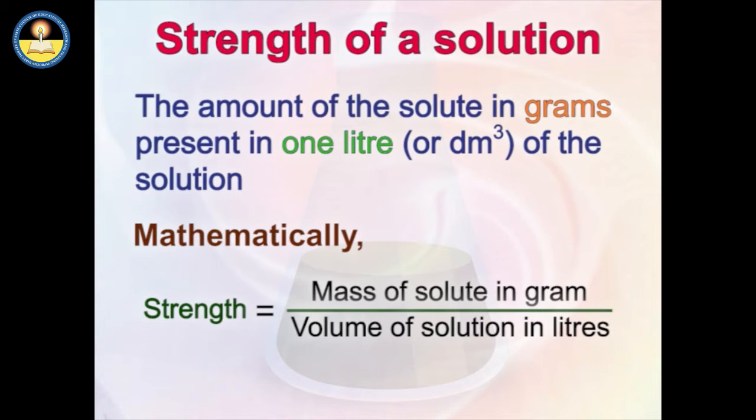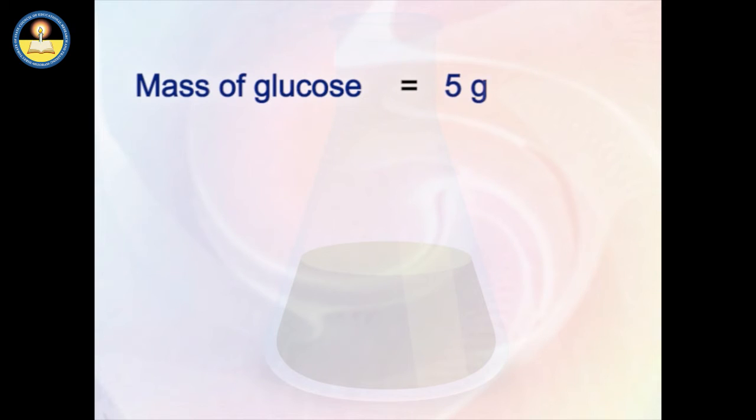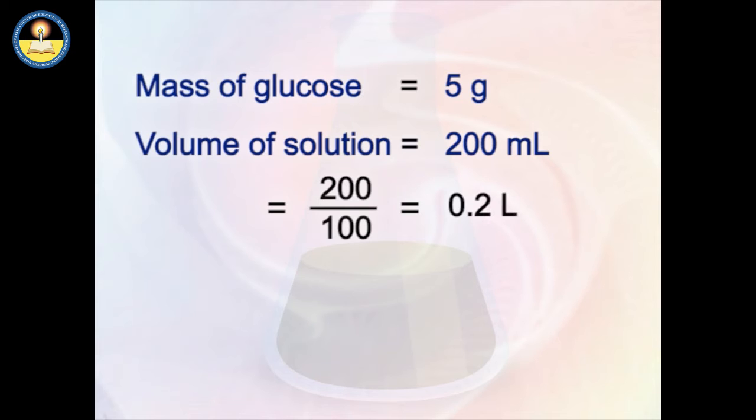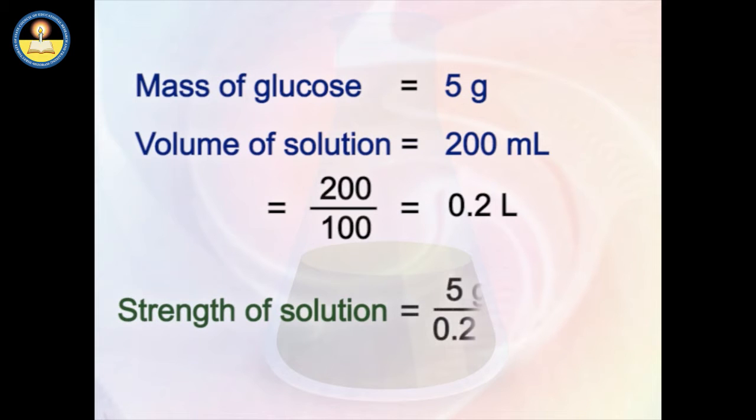Let us take an example. Mass of glucose is equal to 5 grams. Volume of solution is equal to 200 milliliter. Therefore, 200 divided by 1000 is equal to 0.2 liters. Then, strength of solution is equal to 5 grams divided by 0.2 liter, which is equal to 25 grams per liter.